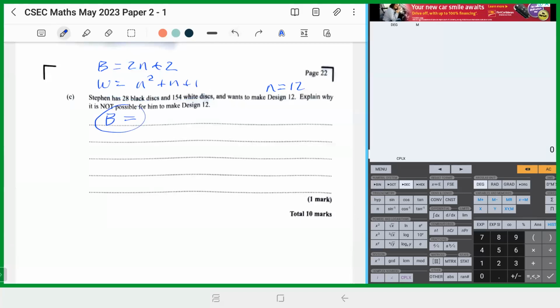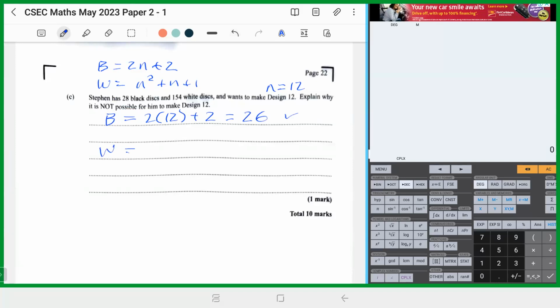So we're doing the black first. So I'm dropping the 12 in there. So it becomes 2 times 12 plus 2. That's 24 and 2 is 26. That's 26. He has 28 blacks. So good, it's good to go with the black. He has enough black. Let's check the white.